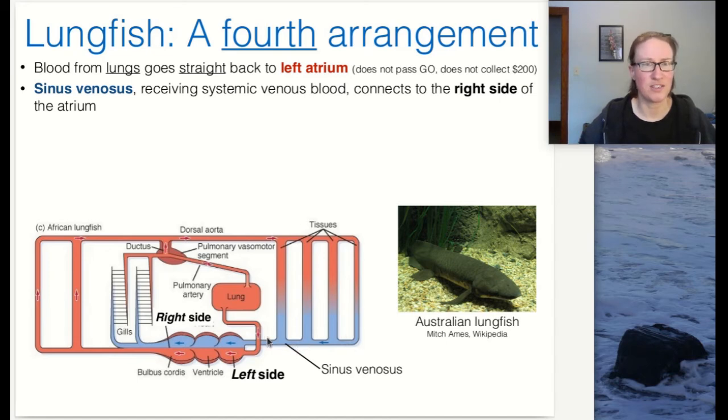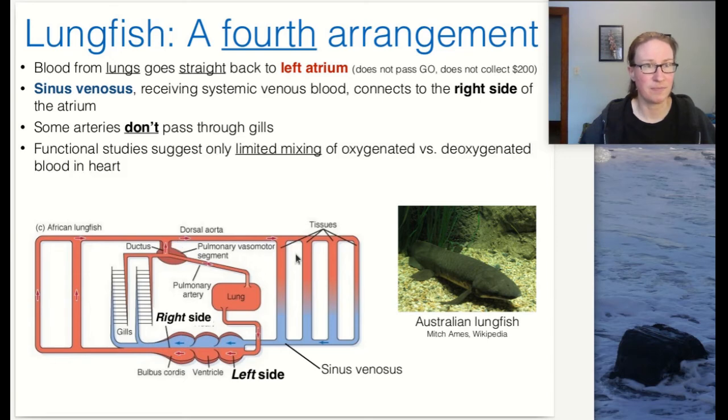That sinus venosus, with the systemic venous blood, deoxygenated, connects back to the right side of the atrium, right? So I've got the left side of the atrium on the bottom, right side on the top of this slide, okay? If we look at output from this heart, what you'll notice is there are some arteries that don't pass through the gills. So this differs from everything we've seen so far. Now we've got some blood bypassing the gills and traveling out to the systemic parts of the circulatory system, okay?